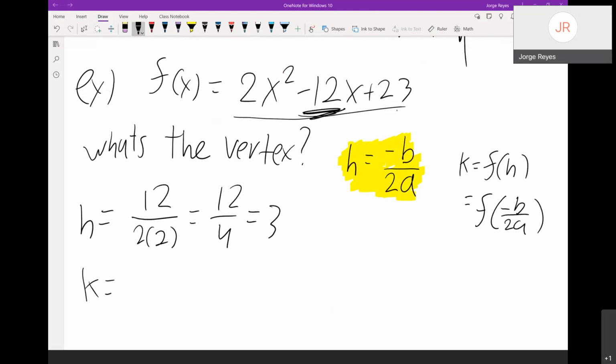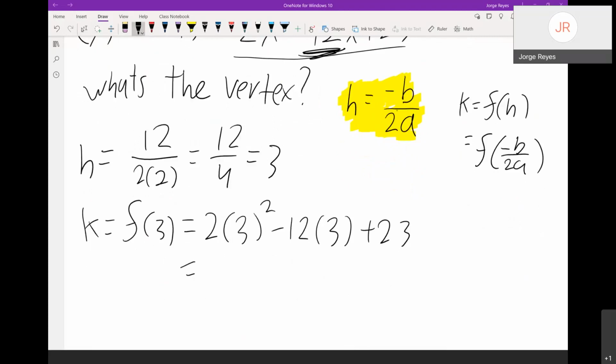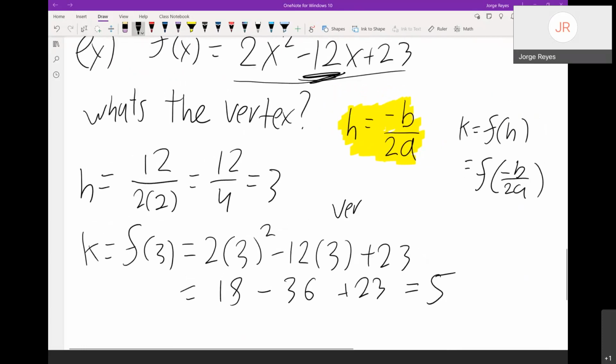And then k is going to be f of 3, which you just plug in, and you're going to get numbers. So that's going to be 9 times 2, 18, minus 12 times 3. What is that? That's going to be 36, I hope, plus 23. Smash that into a calculator, and let's hope that's 5. And yeah, ta-da. So the vertex is 3 comma 5.